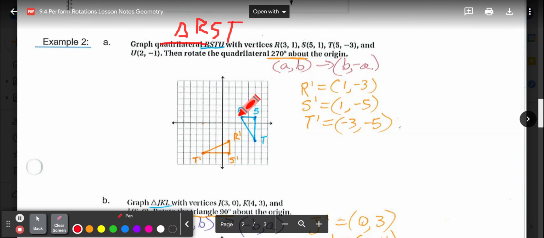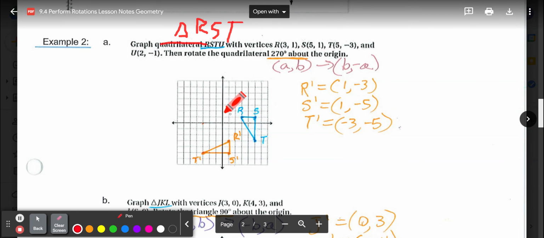R was at (3, 1), S was at (5, 1), T was at (5, negative 3). So the blue triangle here is my original triangle. Now, using our rules for the 270-degree rotation, if R's original point was (3, 1), R prime would be (1, negative 3). For S, the original point was (5, 1), so our new point, S prime, would be (1, negative 5). And for T, the original is (5, negative 3), so T prime would be (negative 3, negative 5).